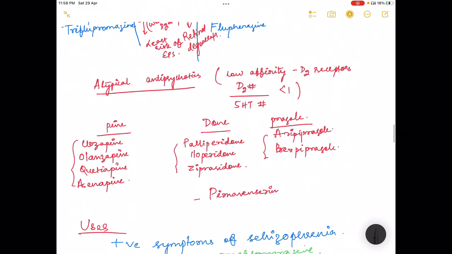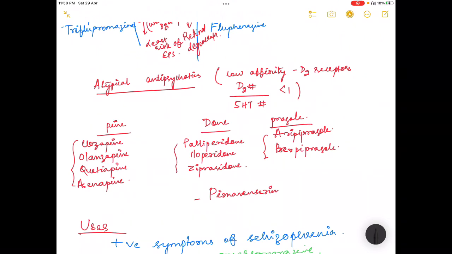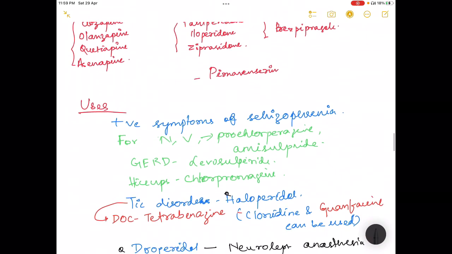Then coming to the atypical antipsychotics, which have low affinity for the D2 receptors, or the D2 blockade by 5-HT blockade is less than 1. These are the drugs which end with pine, or those which end with done, or which end with prazoles. The drugs ending with pine are clozapine, olanzapine, quetiapine, and asenapine. Those which end with done are paliperidone, iloperidone, and ziprasidone. Then the drugs which end with prazoles are aripiprazole and brexpiprazole.